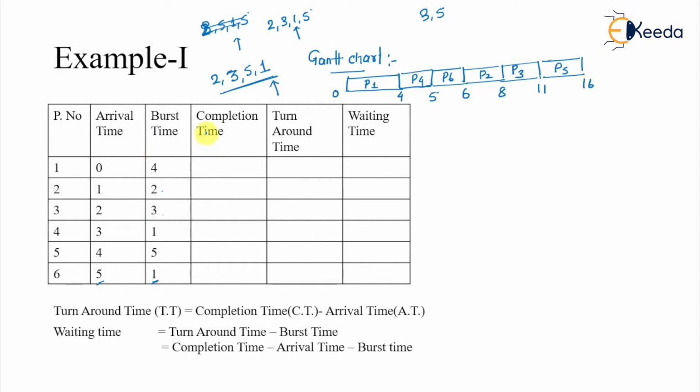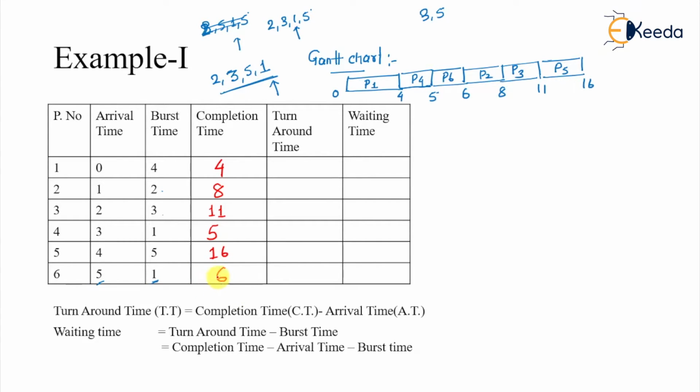So now for the completion times: for P1 the completion time is 4. Let me put it in a different color. So this is 4. P2's completion time is 8. P3's completion time is 11. P4's completion time is 5. P5's completion time is 16, and P6's completion time is 6.